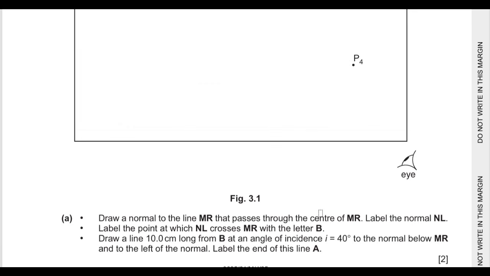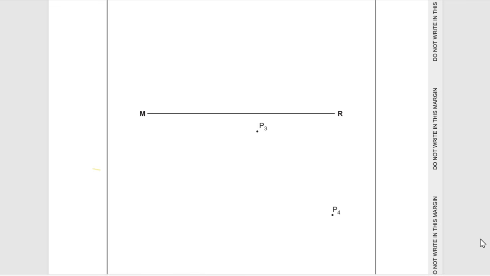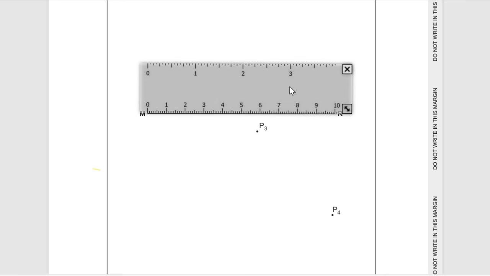A part of the question says draw a normal to the line MR that passes through the center of MR and label the normal as NL. Firstly, we'll see what the center of the line MR is. For this, I'll grab my scale and put it on the line MR. This line is 10 centimeter long. That means the center is 5 centimeter.